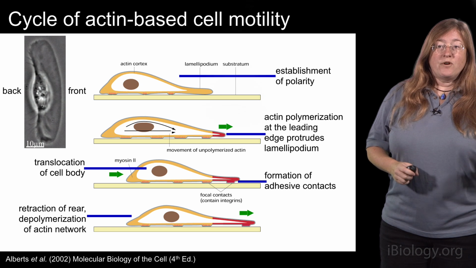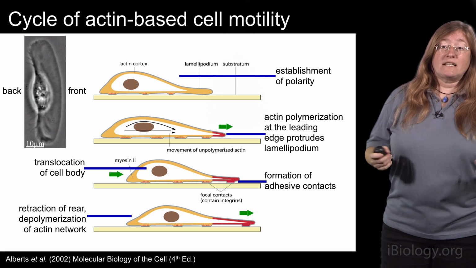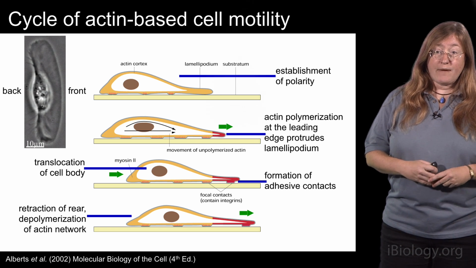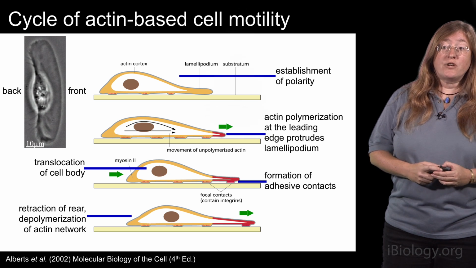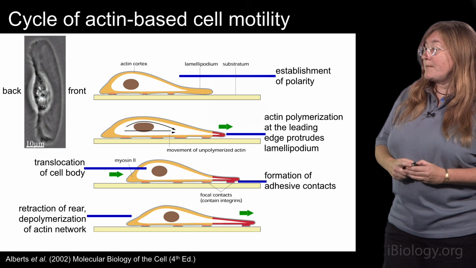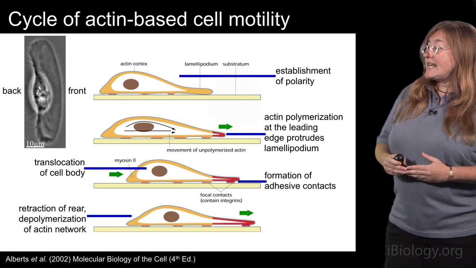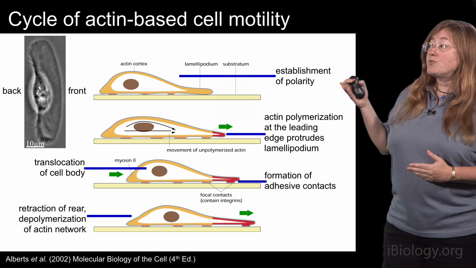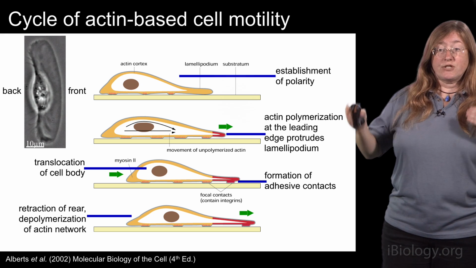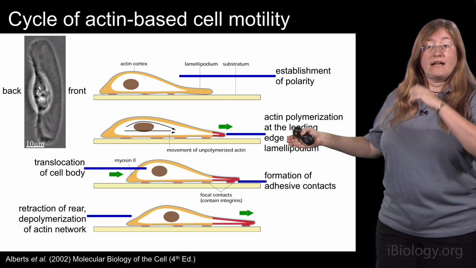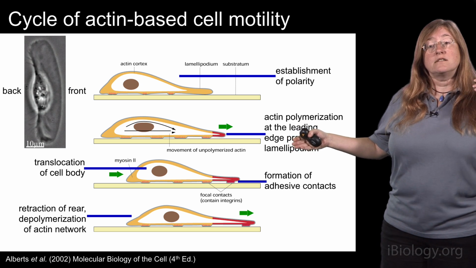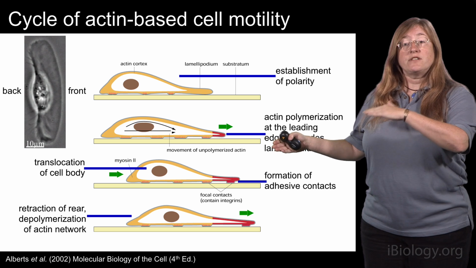As these cells move forward, they follow the same general steps of actin-based cell motility that are shared by many other motile animal cells and also a large number of eukaryotic unicellular organisms such as amoeba. Overall, the first thing that has to happen is the cell has to establish polarity. That is, it has to be able to distinguish its front from its back. And then it has to be able to extend the leading edge.